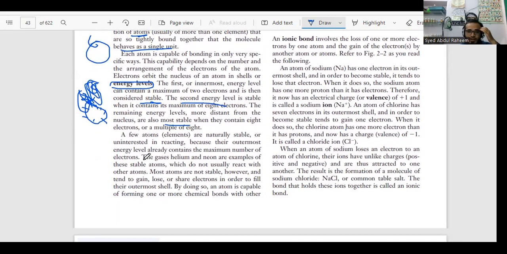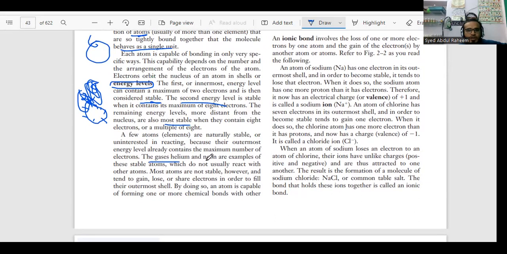Okay, so we have to understand everything about that. A few atoms, whatever they may be, are stable or uninterested in reacting because their outermost energy level already contains the maximum number of electrons. The gases helium and neon are examples of these stable atoms, which do not usually react with other atoms.